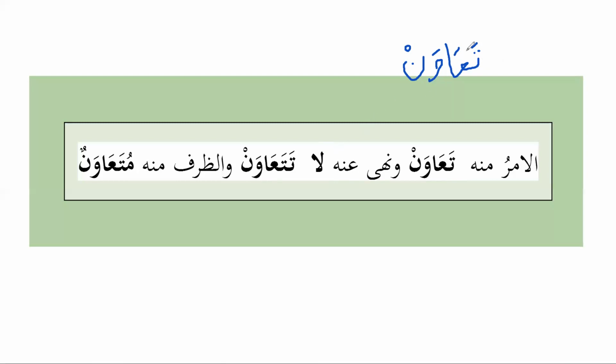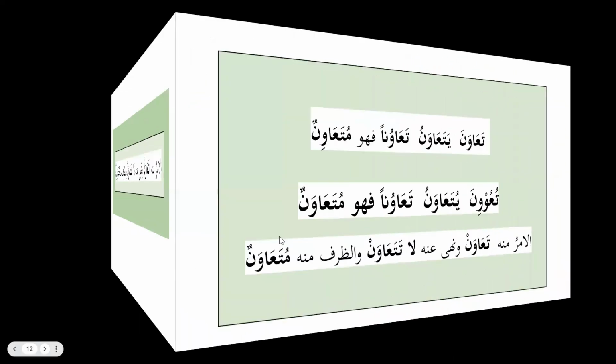Again, for forbidding, we take the anta form of fi'l mudari, we just make it majzoom and add a la. So it becomes the forbidding form. La tata'awan. Wa zarfu minhu muta'awanun. Zarf follows the same pattern as ism maf'ul. So let's read it together. Even if you are mute, please say it with me, the whole thing.